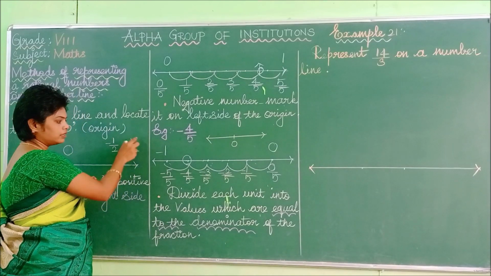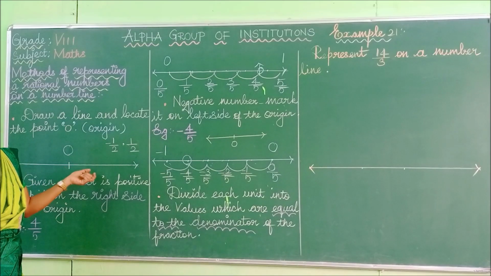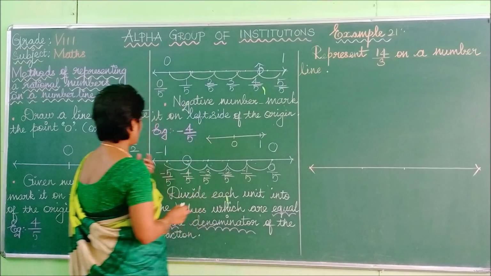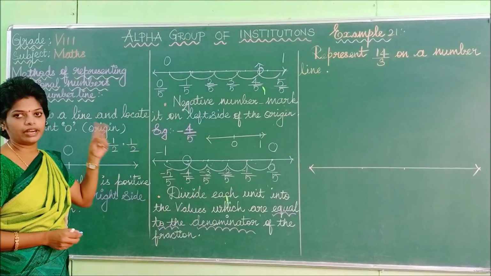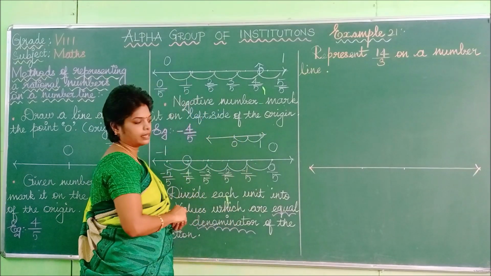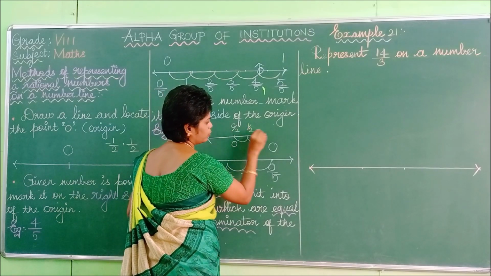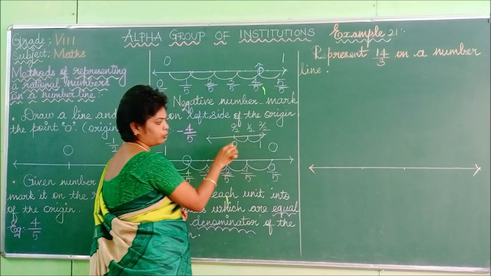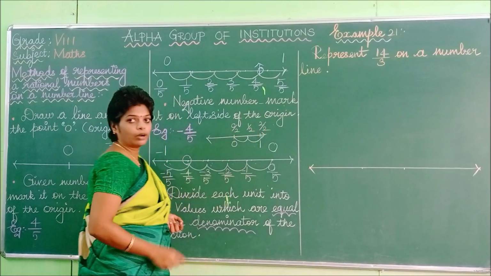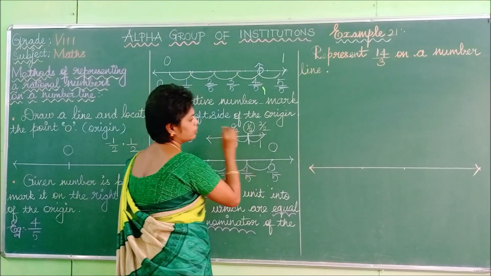So where does this value lie? This lies in between 0 and 1, because this is a proper fraction. So how many parts will it be divided into? It is divided into 2 parts. This is one part, and this is another part. So you can represent 0 as 0 by 2, then 1 by 2, 2 by 2. 0 by 2 is again 0, and 2 by 2 is again 1. In between these, the 1 by 2 will be there. So you can represent this one as 1 by 2.